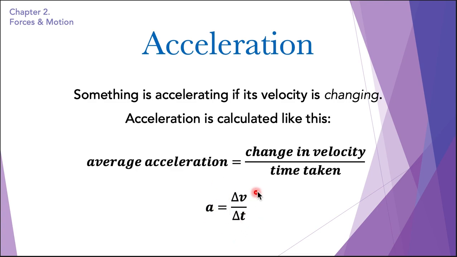So we can make a triangle of this as well. All we have to do is place the change in velocity on the top and average acceleration and time taken at the bottom. So if we want to find the change in velocity, we can just multiply average acceleration with time taken to find it. If we want to find the time taken, we divide change in velocity by average acceleration. So this is how we do it.